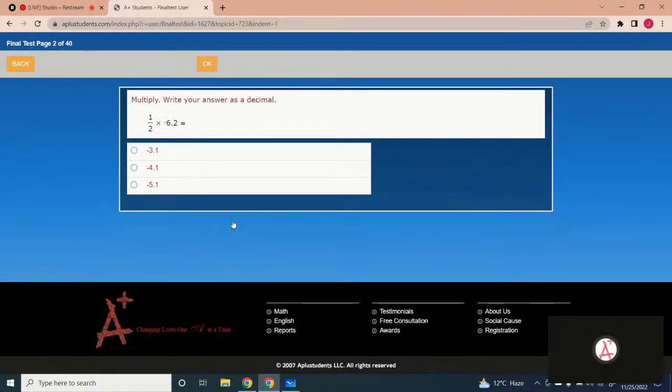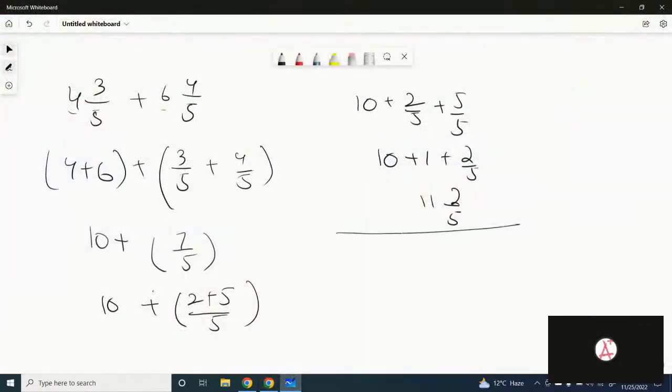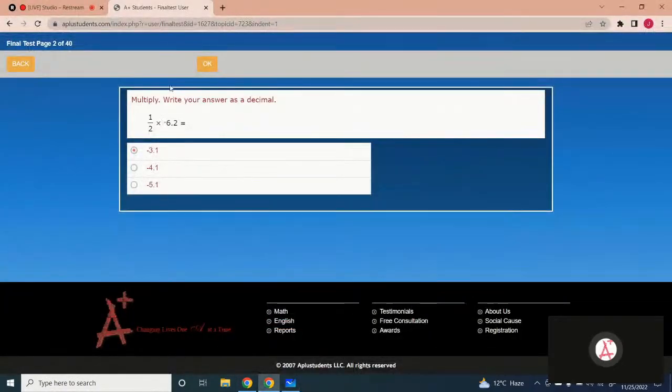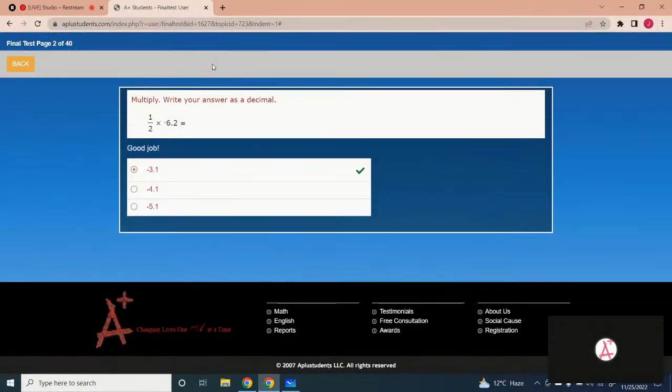Okay, next one is 1 by 2 times negative 6.2. Just do numerator times numerator and denominator times denominator. Just divide negative 6.2 by 2. So it would be negative, 2 times 3 is 6 and 2 times 1 is 2. It would be negative 3.1. Be careful. It would be negative 3 by 1. Got it. Just select the correct option and click on the OK button.